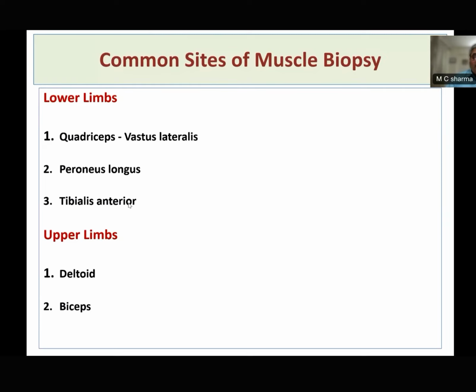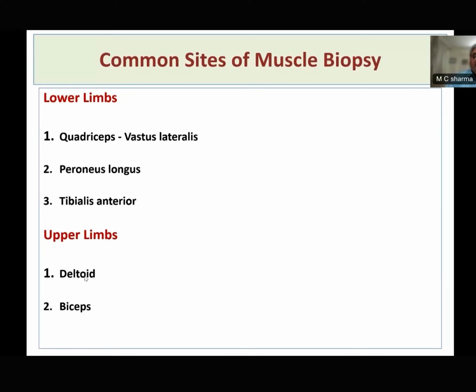So some people prefer the tibialis anterior or the posterior, but the calf muscles are not taken because normally also the calf muscles show a lot of dystrophy-like features because they are overused muscles.